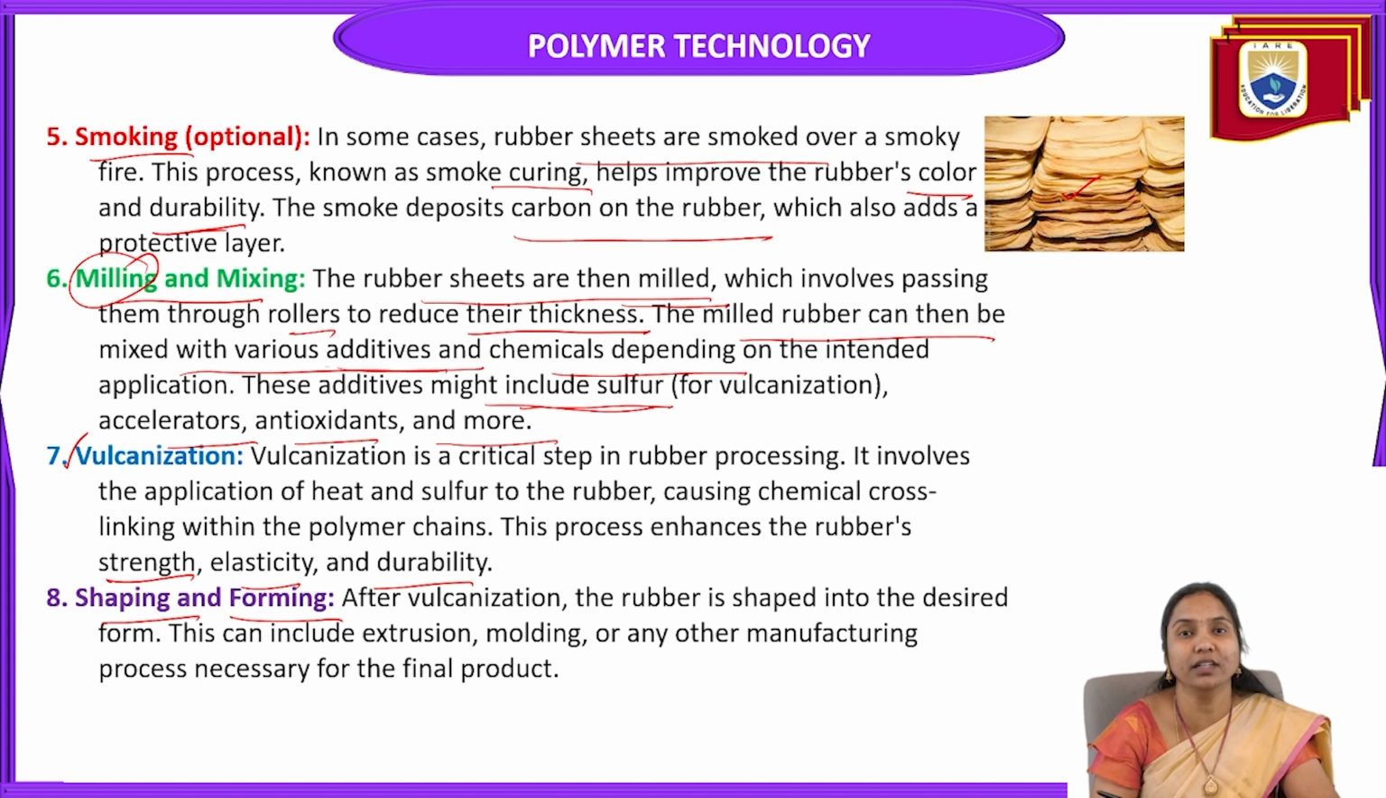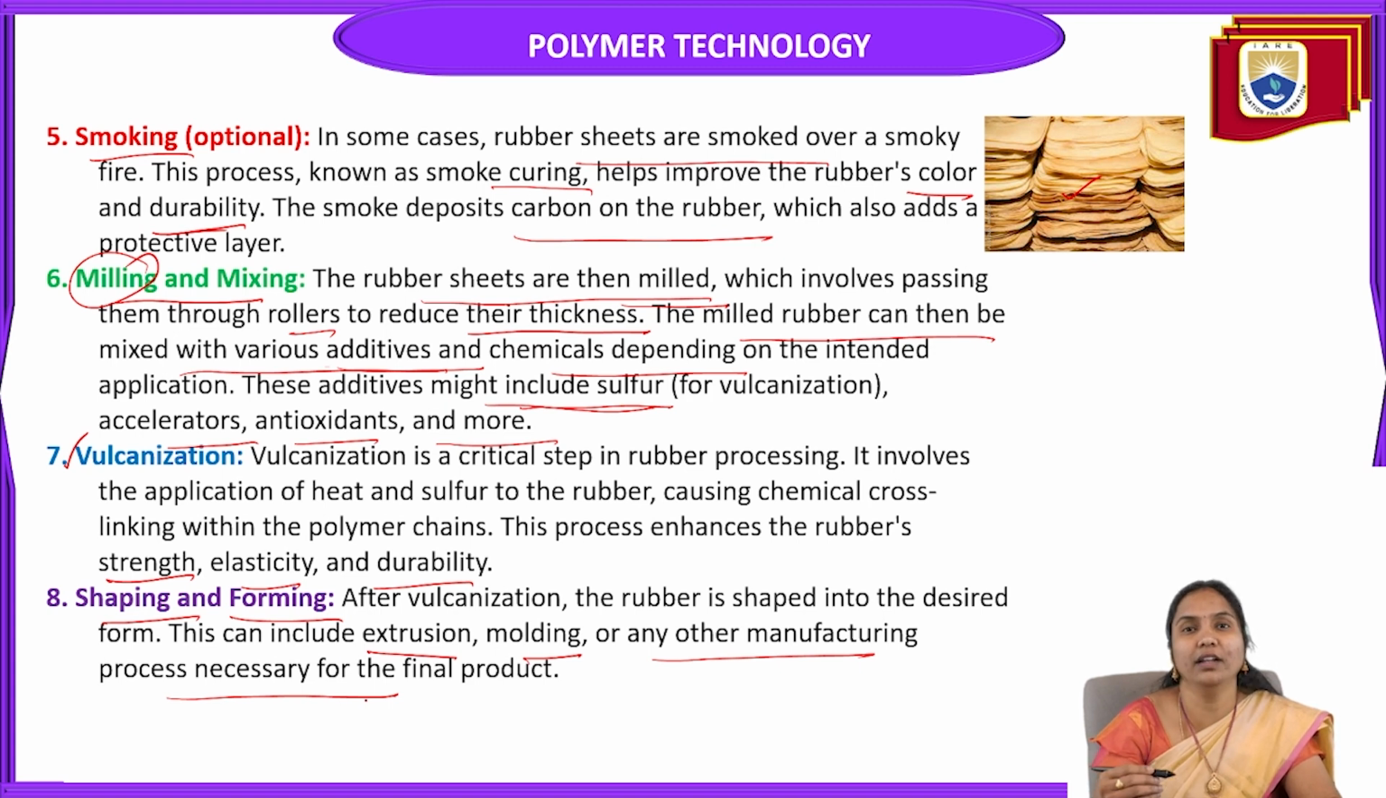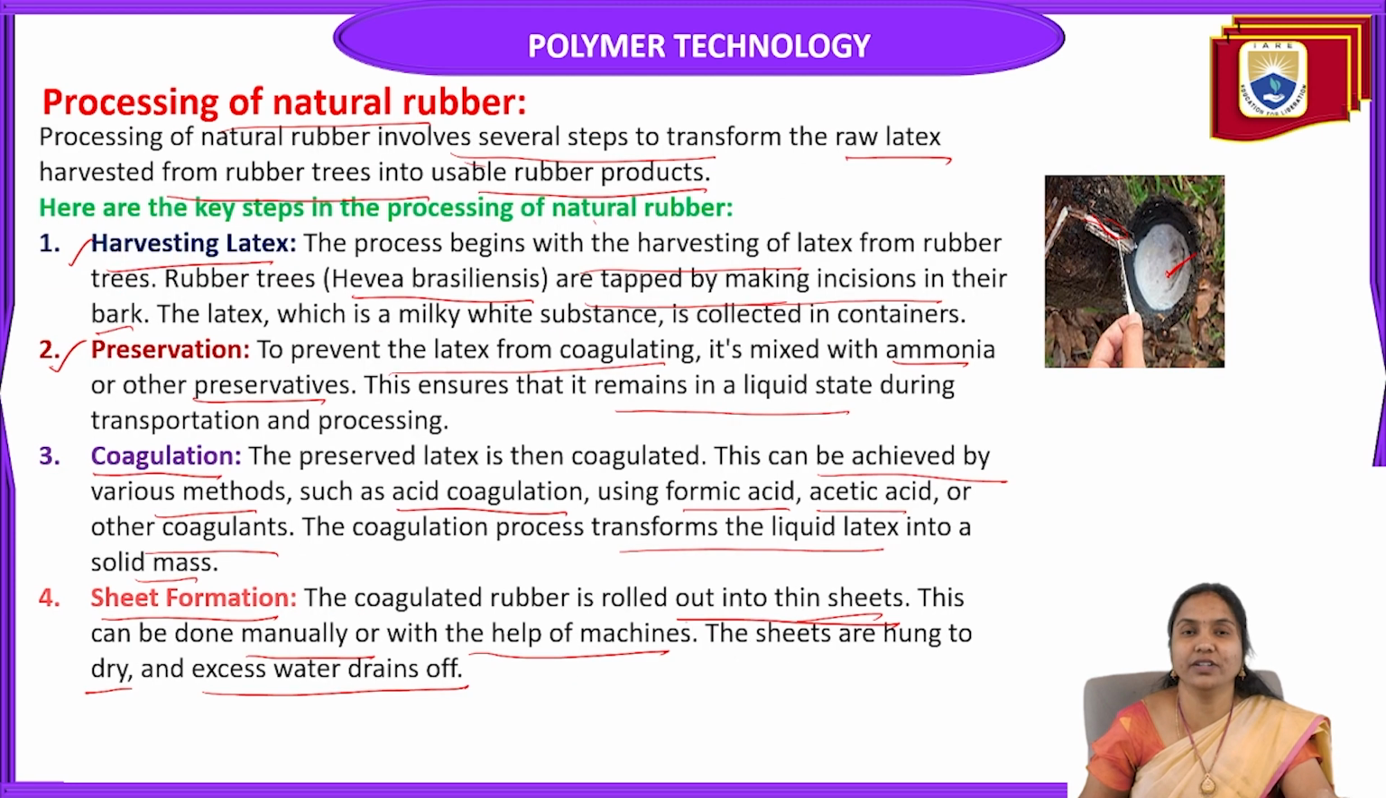After vulcanization, this rubber is shaped into the desired form. This can include extrusion, molding, or any other manufacturing process necessary for the final product. So the first step is harvesting, the second step is preservation, and the third one is coagulation.